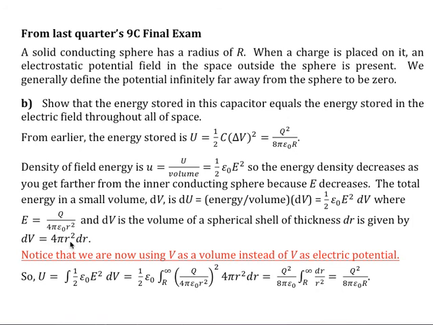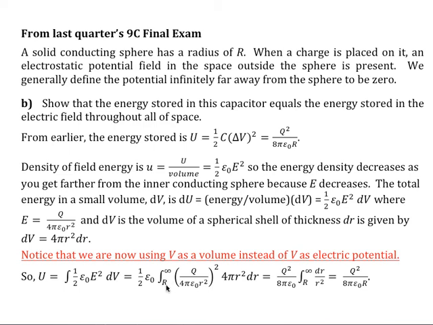So 4 pi r squared is the surface area of a sphere of radius r, and dr is the thickness that makes this a differential volume of a shell of thickness dr at radius r. And then E depends on 1 over r squared, so to get the energy per unit volume, we need to multiply 1/2 E0 and then square E, multiply by the differential volume, and integrate it over the entire volume where there's an electric field.